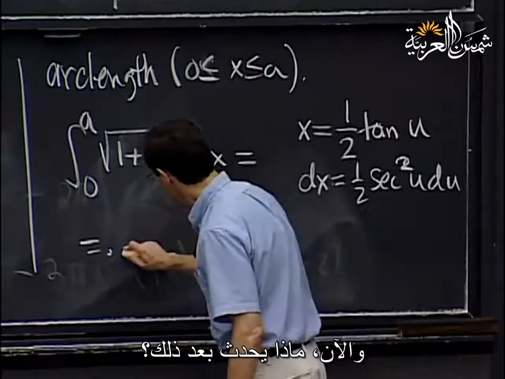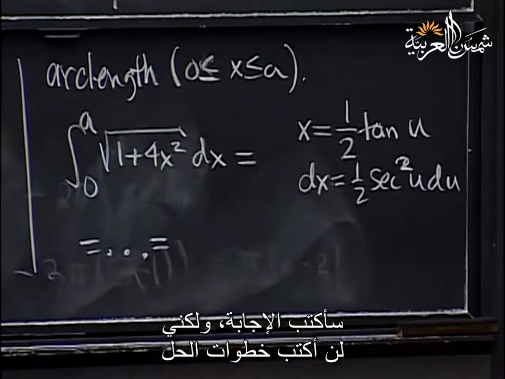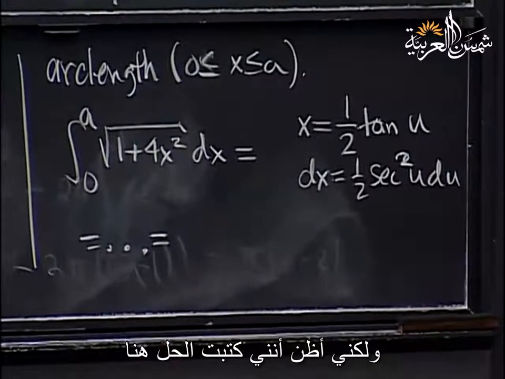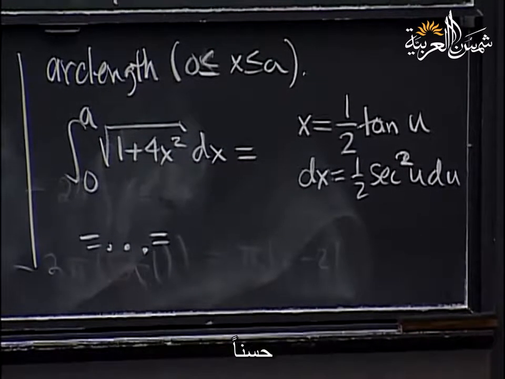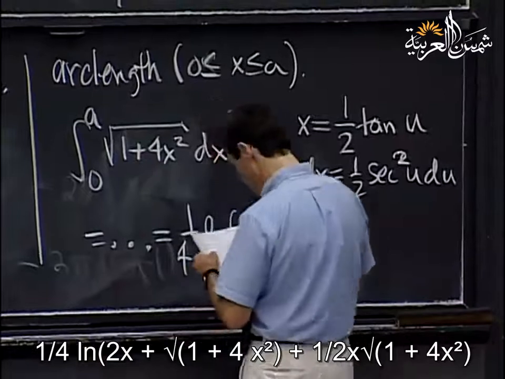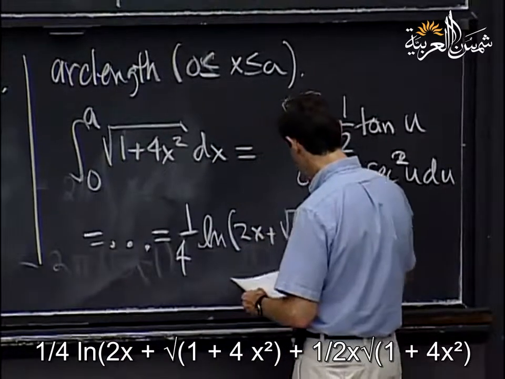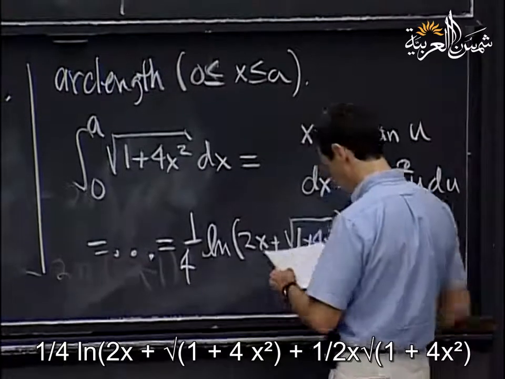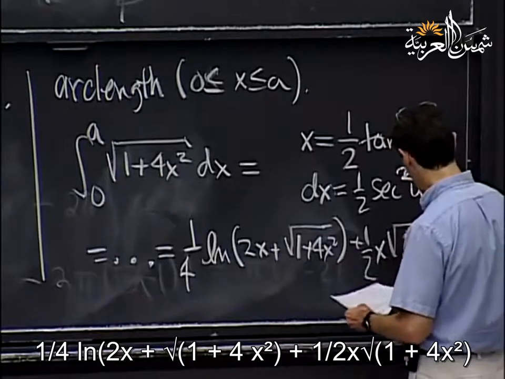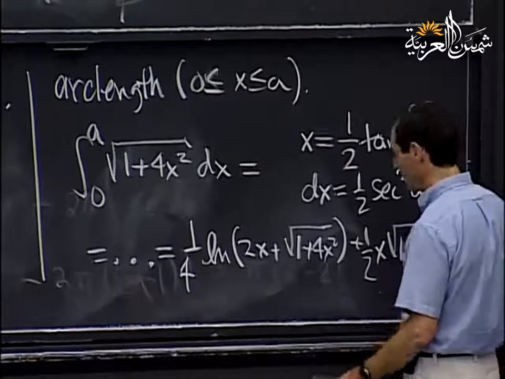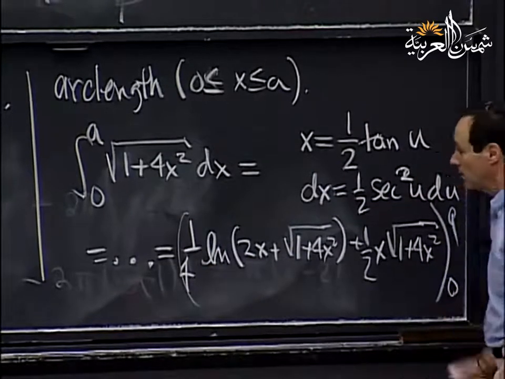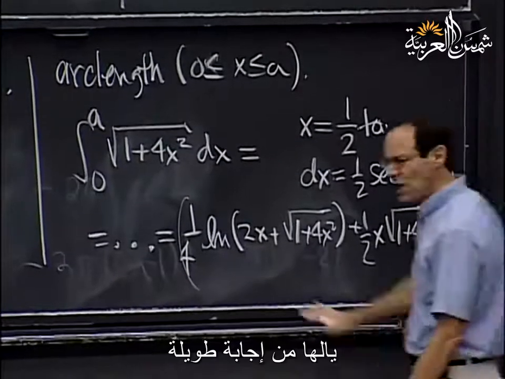So what happens if you do this? I'll write down the answer, but I'm not going to carry this out because every one of these is horrendous. But I think I worked it out. Let's see if I'm lucky. Oh, yeah, I think this is what it is. It's a quarter natural log of 2x plus the square root of 1 plus 4x squared, plus a half x times the square root of 1 plus 4x squared, evaluated at a and 0. Yeah, so, yich.